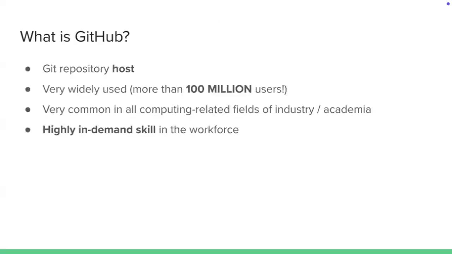So I'm going to talk about what GitHub is. Git was made by Linus Torvalds. I don't remember the exact year. I want to say it's early 2000s. But GitHub is a repository host. So you can use Git on any number of servers.